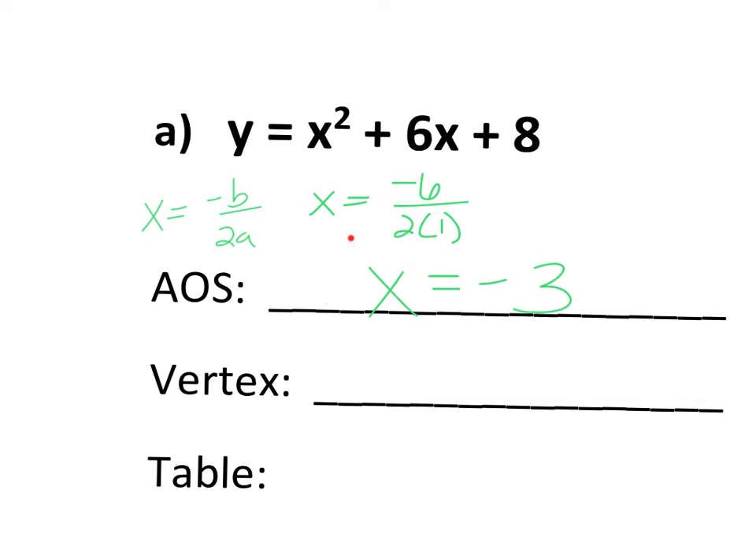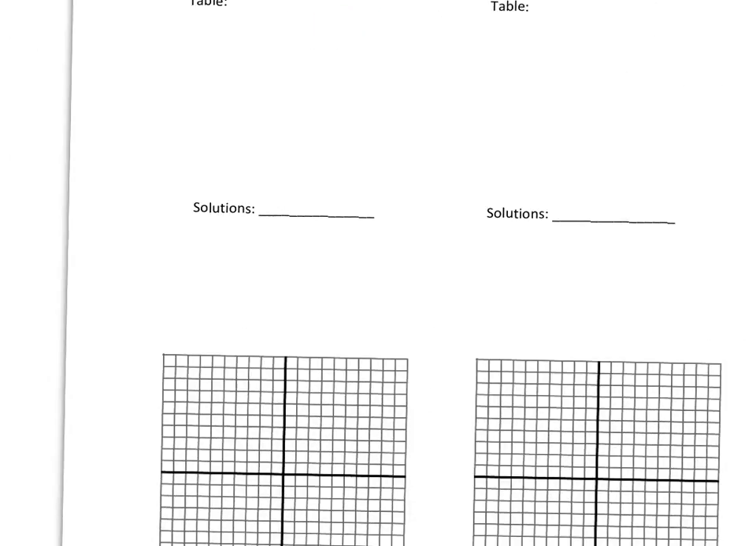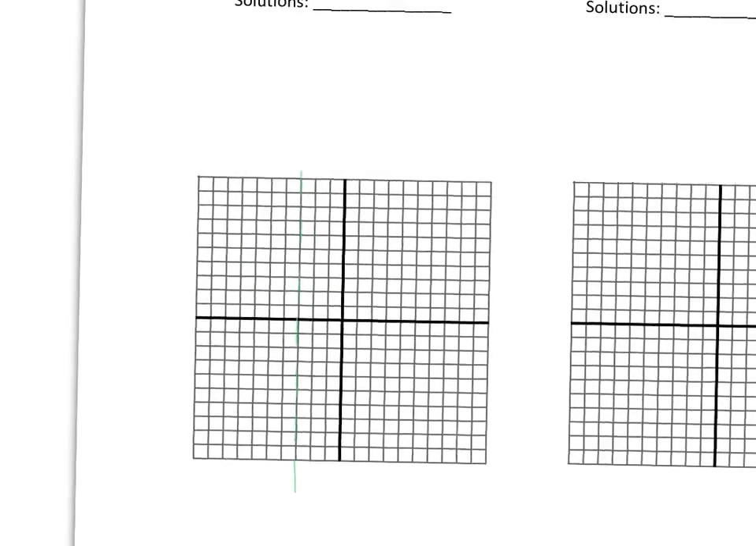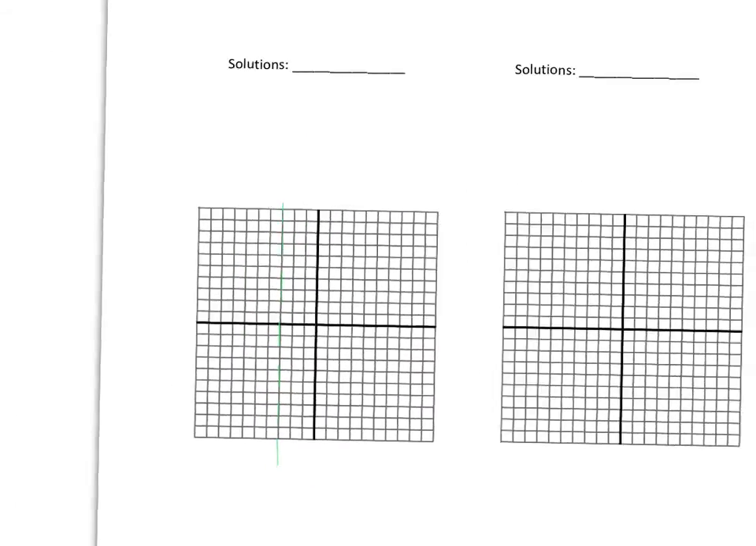Now please keep in mind that for axis of symmetry, we do expect you to put x equals. It is an equation of a line. So now I'm going to come down here to my grid, and at x equals negative 3, I'm going to go ahead and draw my dotted line to show that this is where the center of my parabola is going to be. We talked yesterday about how the axis of symmetry would just cut your parabola in half.